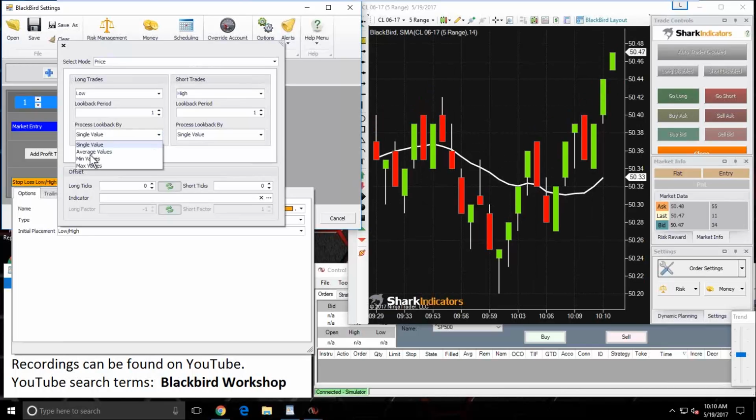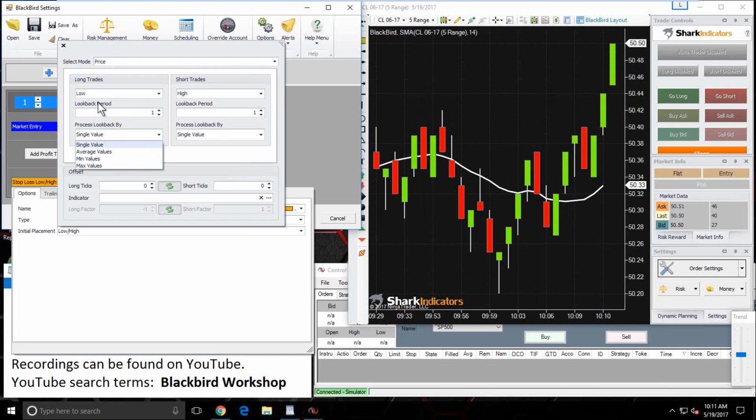So these settings here work exactly the way that they do inside of Bloodhound, right? Bloodhound has price capabilities within the solvers. You can use price as your input, and when you're using price, you have these process lookbacks. And they're the same. So a single bar means you're just looking at just the one bar.